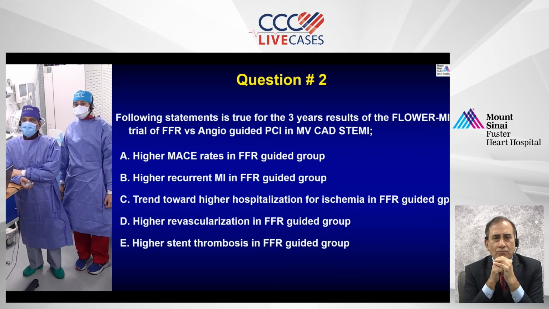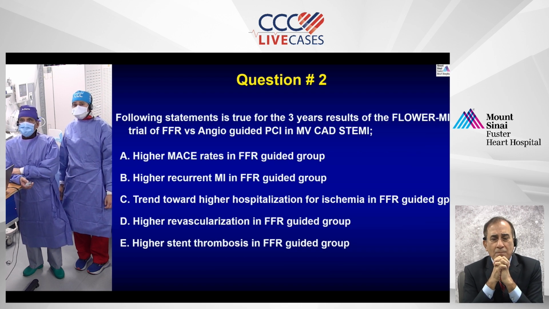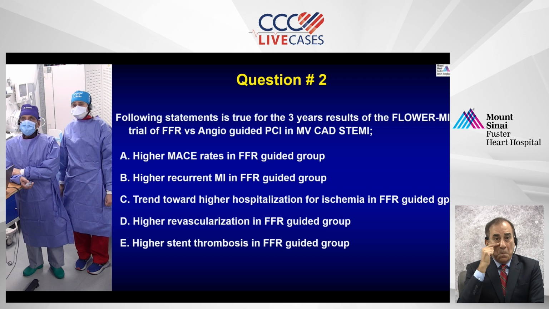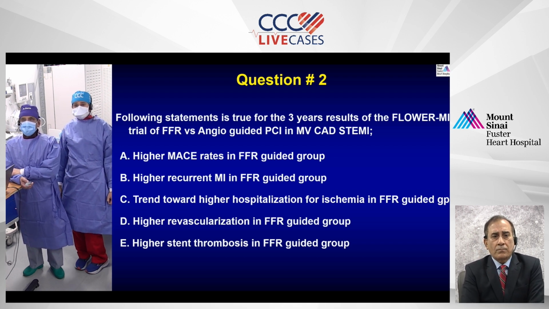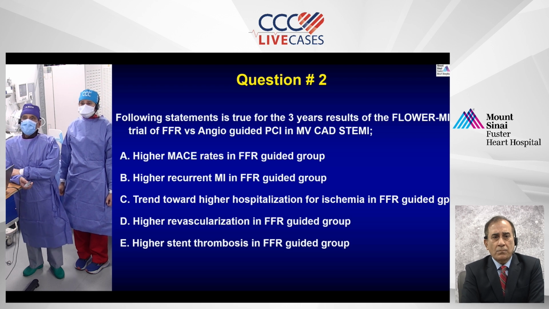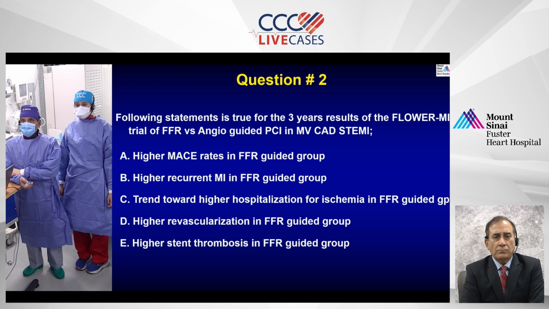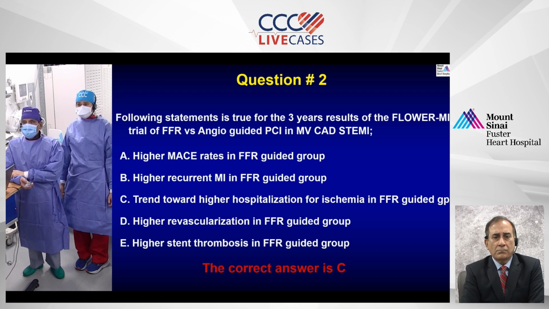Second question, following are the true statements for FLOWER-MI at 3 years: higher MACE rate in the FFR guided group, higher recurrent MI in the FFR guided group, trend towards higher hospitalization with ischemia in the FFR group, higher revascularization in the FFR group, and higher stent thrombosis. Clearly, there was a trend towards higher hospitalization with a p-value of 0.07.